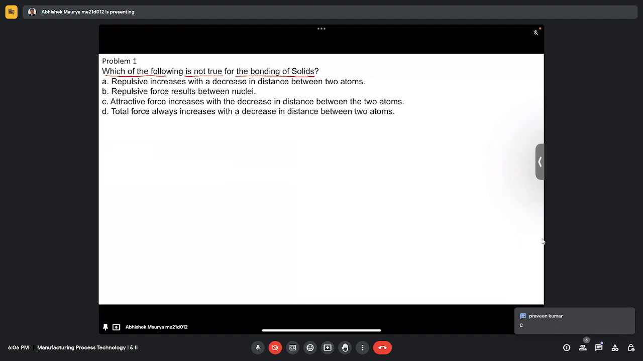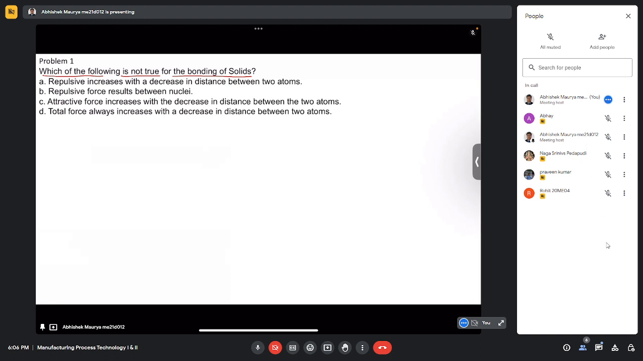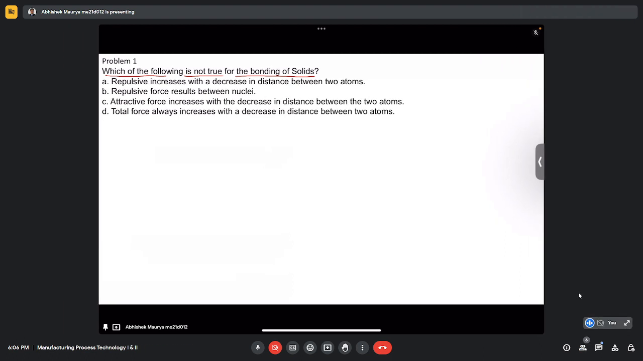Now I have got responses from everyone, so I will start discussing the solution. This problem is all about which of the following is not true. Here it has been asked for the not true statement for the bonding of solids.